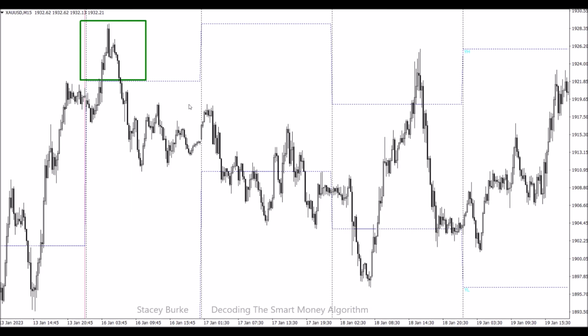So we get the false break that starts our day count. Then we had our first red day, and we had Day 1 shorts in the market at the break of Monday's low. Now, another question I received, which was an excellent question, is Day 3 shorts and longs, does that have to happen on a Day 3?